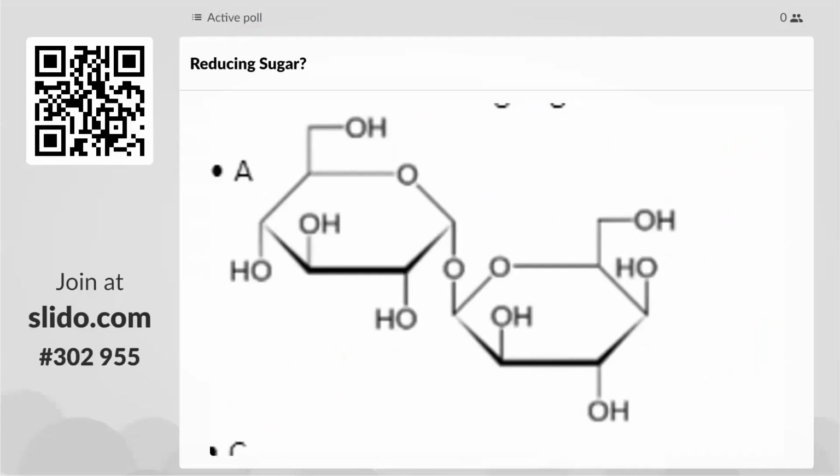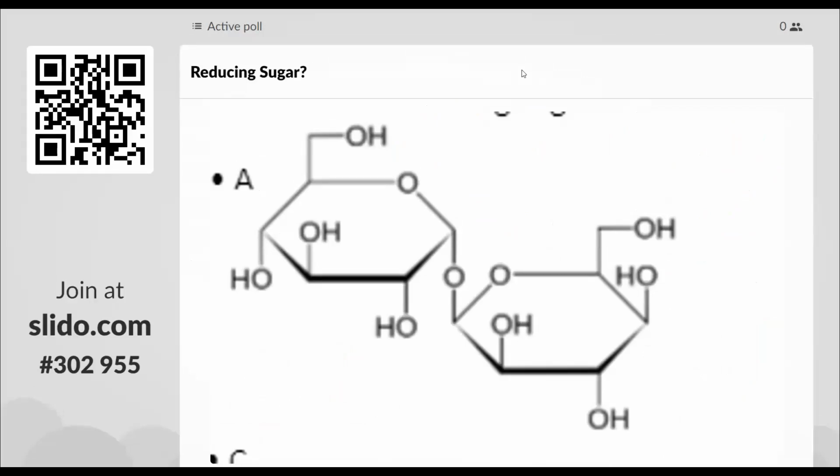Right, so we have some practice on this. So take some moments, figure out if you're looking at reducing or non-reducing sugars here. Right, so how you want to solve this is you want to find the anomeric carbons, carbon connected to 2 oxygens. Anomeric, anomeric, both in a glycosidic bond, non-reducing.